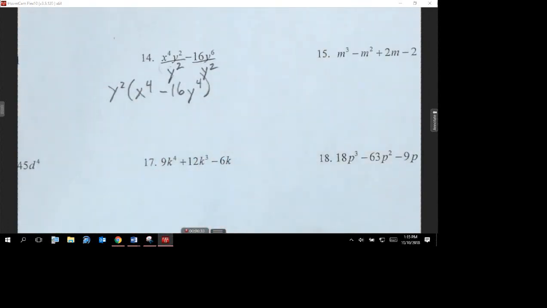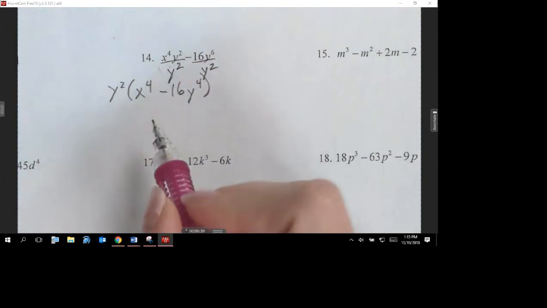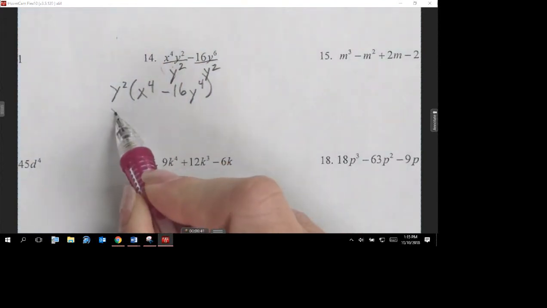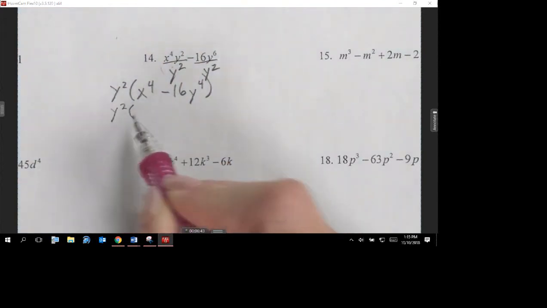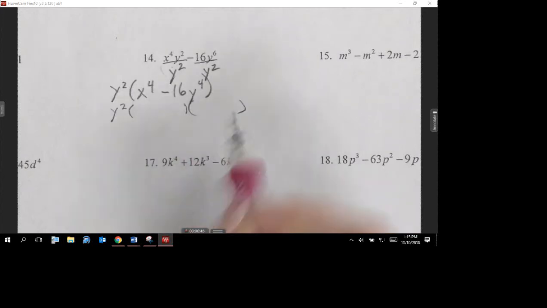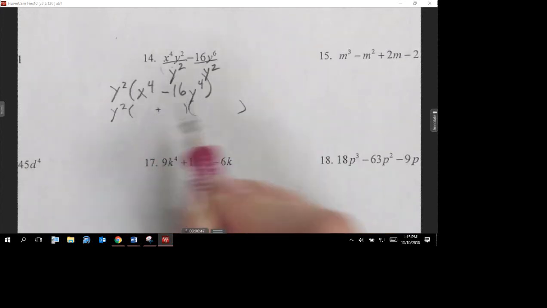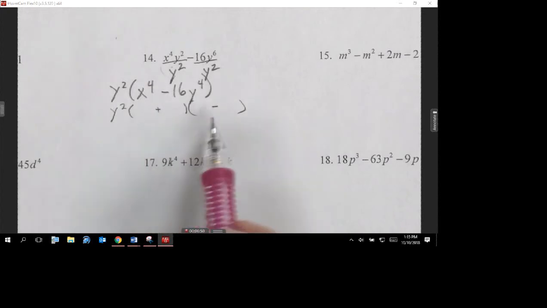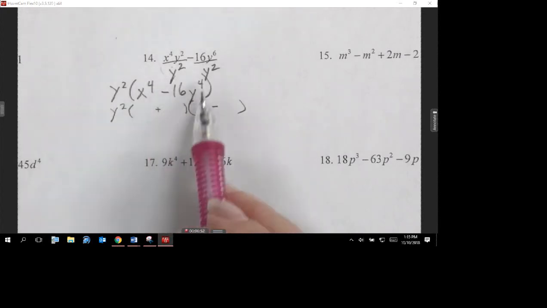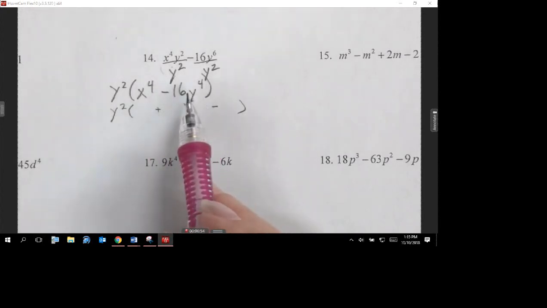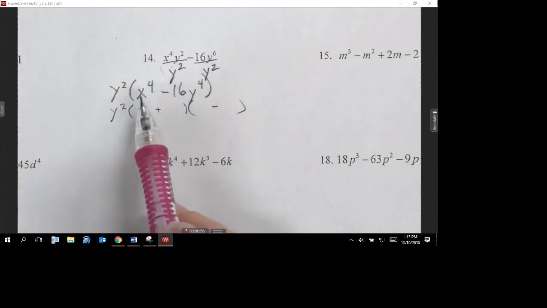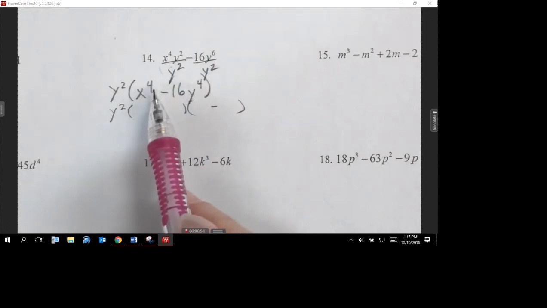So now our question is, the stuff that's on the inside is a binomial, 2 terms. Is it difference of squares? If the answer is yes, which you are right, it is yes, we're going to make 2 parentheses, 1 plus, 1 minus. Those 2 parentheses are going to replace this 1 parenthesis. We have to square root everything. So what times itself makes x to the 4th?